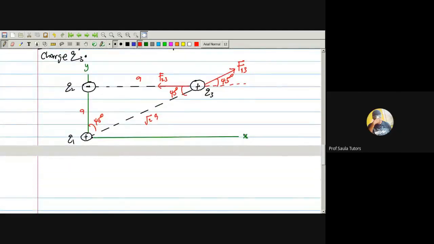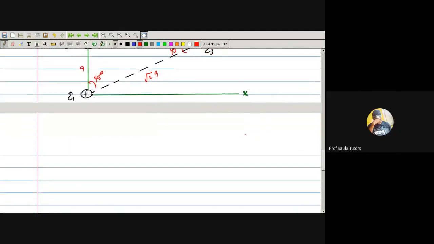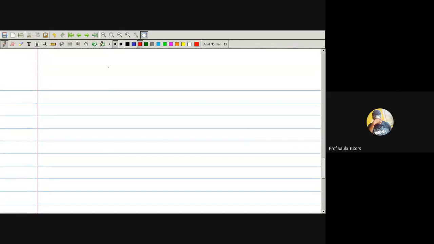Now, firstly, what do we do? Pay attention. Don't forget that from our previous talk, we said that F3 net, remember, this is what they asked us to calculate, the resultant force, F3 net, is equal to the vector sum of charge 1 on 3 plus the vector sum of charge 2 on 3. So before you find them in vector form, go and find the magnitude of this force first. So let's find the magnitude of F13.